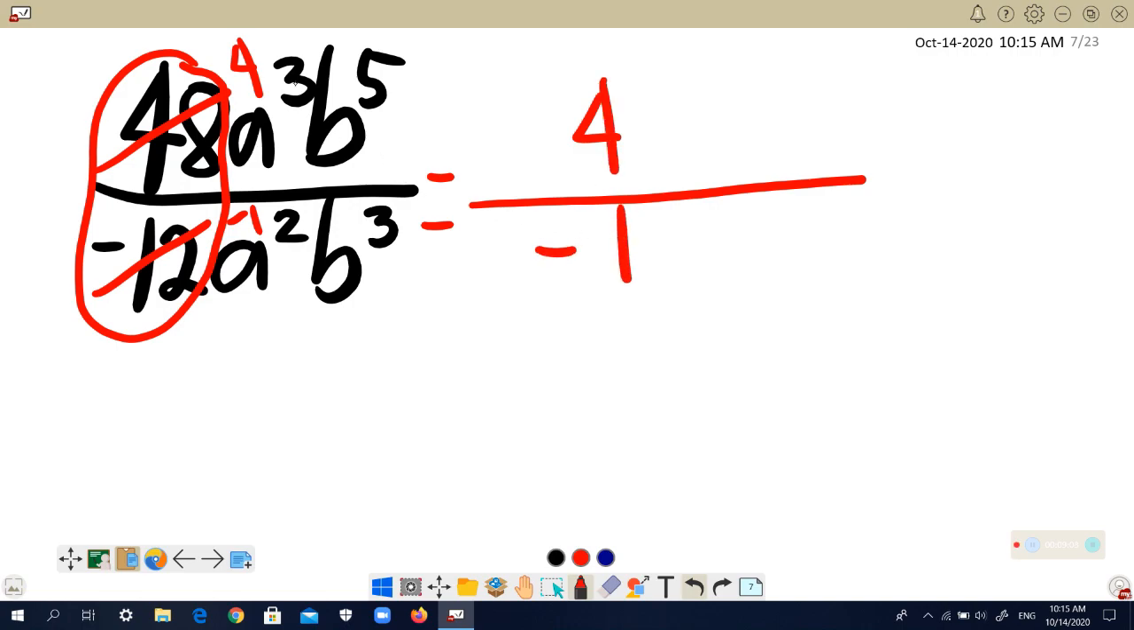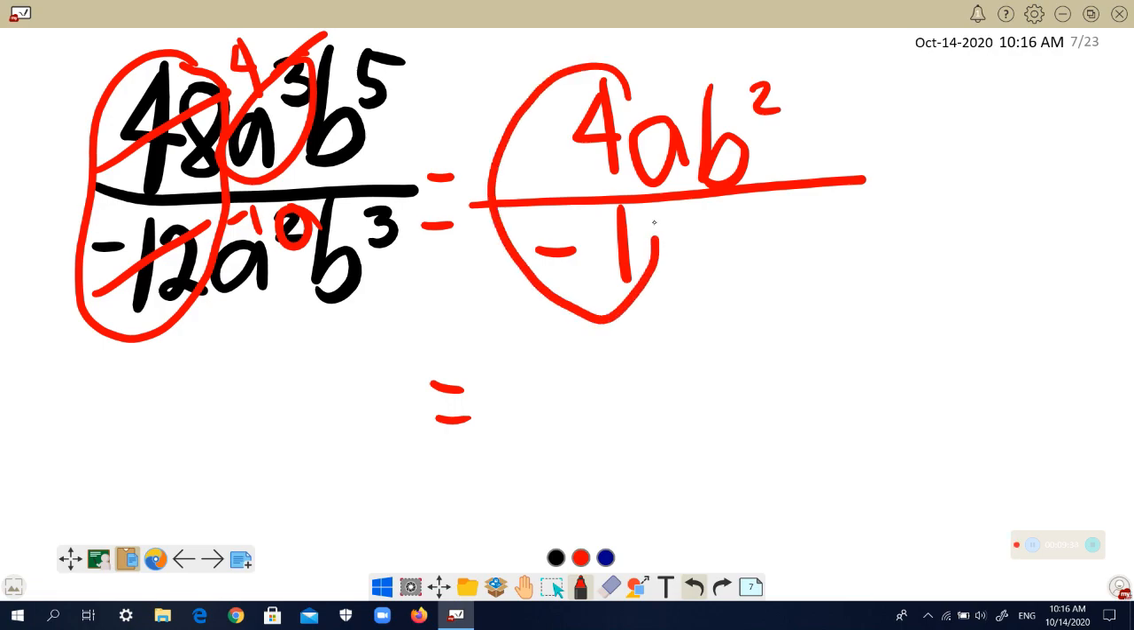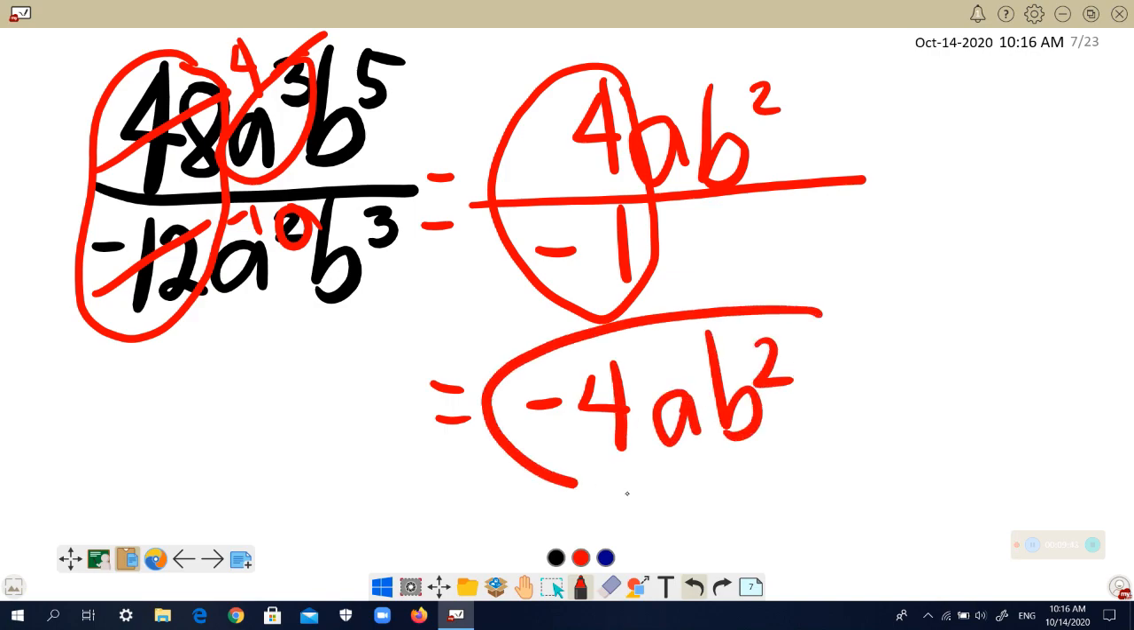And then, for the variable a, you have the greater exponent on the numerator. So, you have a, then 3 minus 2 is 1. But again, you do not have to write 1 as your exponent. And then, for the variable b, it has the higher exponent on the numerator. So 5 minus 3 is 2. But since our denominator is only 1, you may perform your operation with the integers. 4 divided by negative 1 is negative 4. Then times a times b squared. So that's why your simplest form is negative 4ab squared.